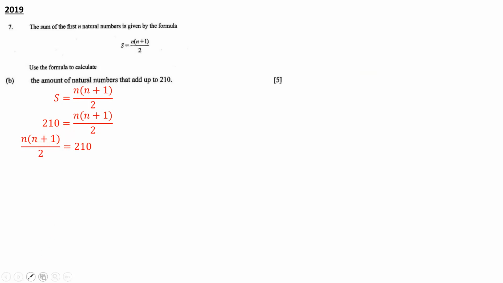All right, now what we have to do is we have to multiply. So we have to multiply n times n, which is going to be n squared. And then we have n times 1, which is just n. Let me repeat that. n times n is n squared, and then n times 1 is n. All right. All over 2 equals 210. So we have n squared plus n all over 2 is equal to 210.